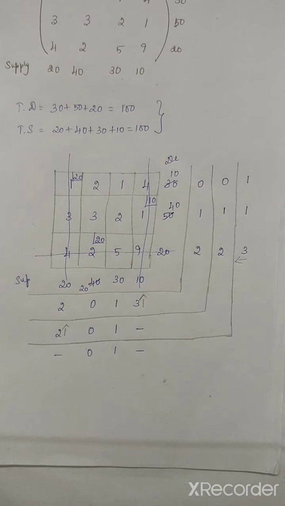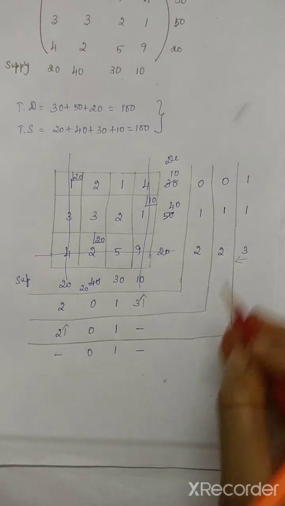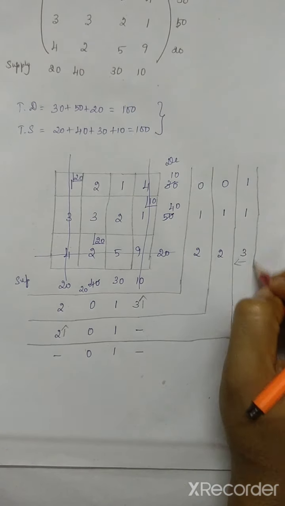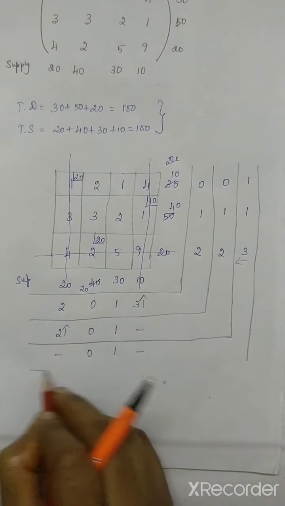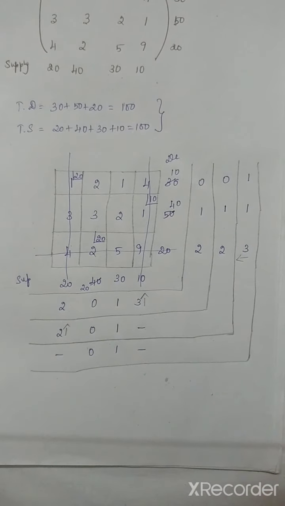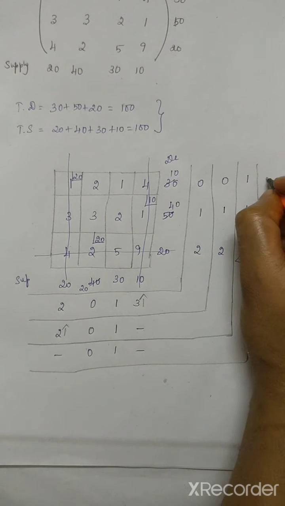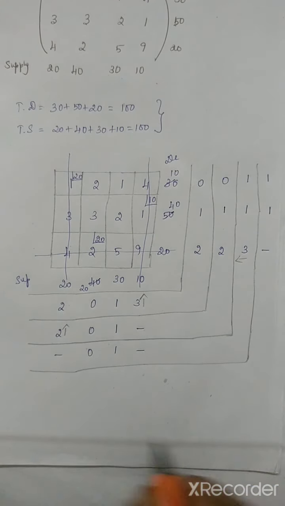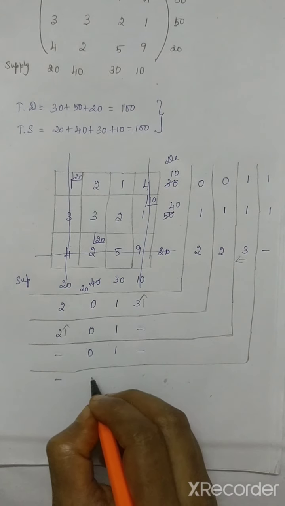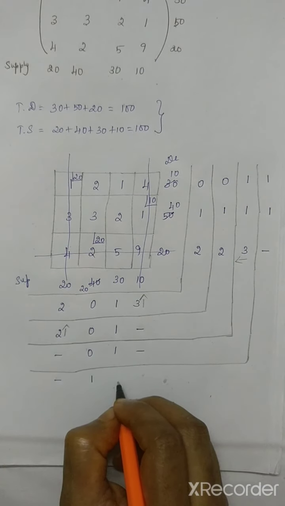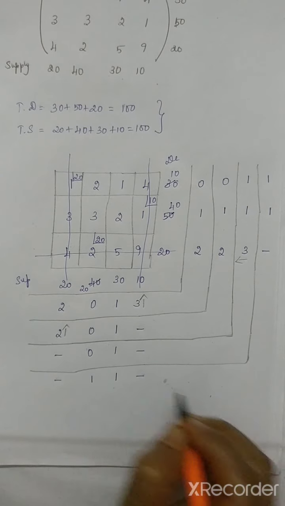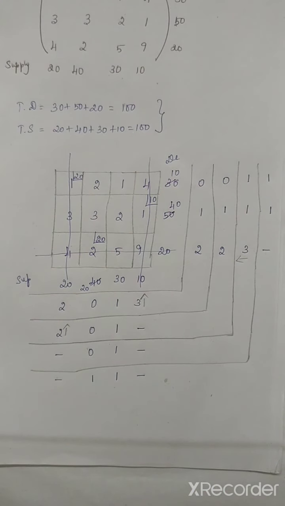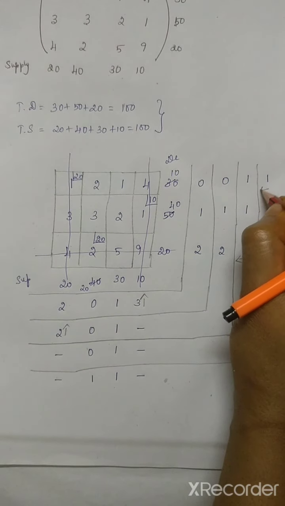Next you have to find the next penalty. 2 and 1, so the difference is 1. 3 and 2, the difference is 1. For here you have to put a dash. For this, 2 and 3, so 1. 2 and 1, 1. You have to put a dash. So all the penalties are 1. So you have to go with the first one.